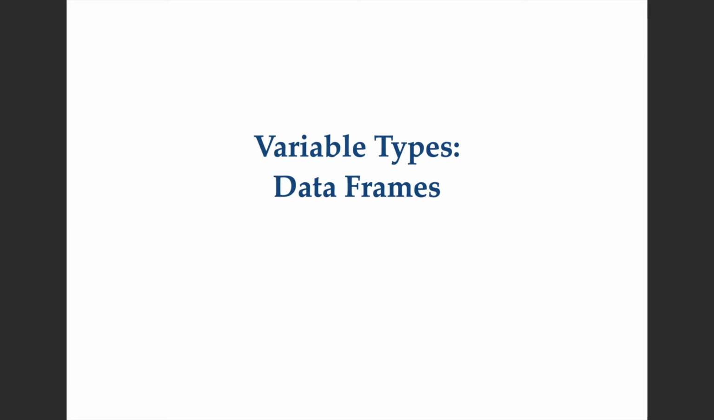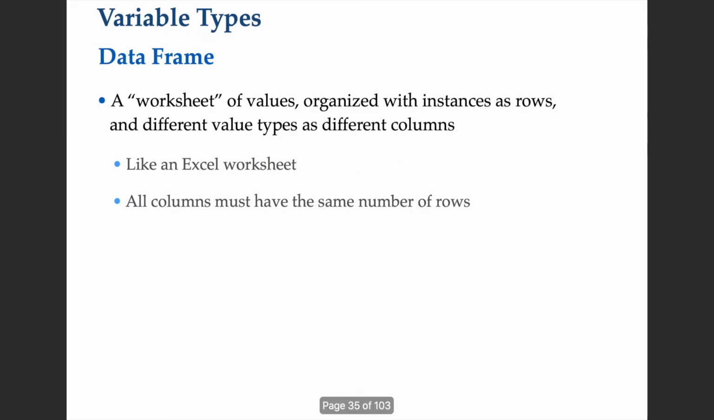Okay, now we'll move on to another variable type, and this is probably the most important variable type that we'll encounter with R, and these are data frames. So a data frame is like a worksheet of values organized with instances as rows and different value types as different columns. You can think of this like an Excel worksheet where it's a two-dimensional box, essentially, of data.